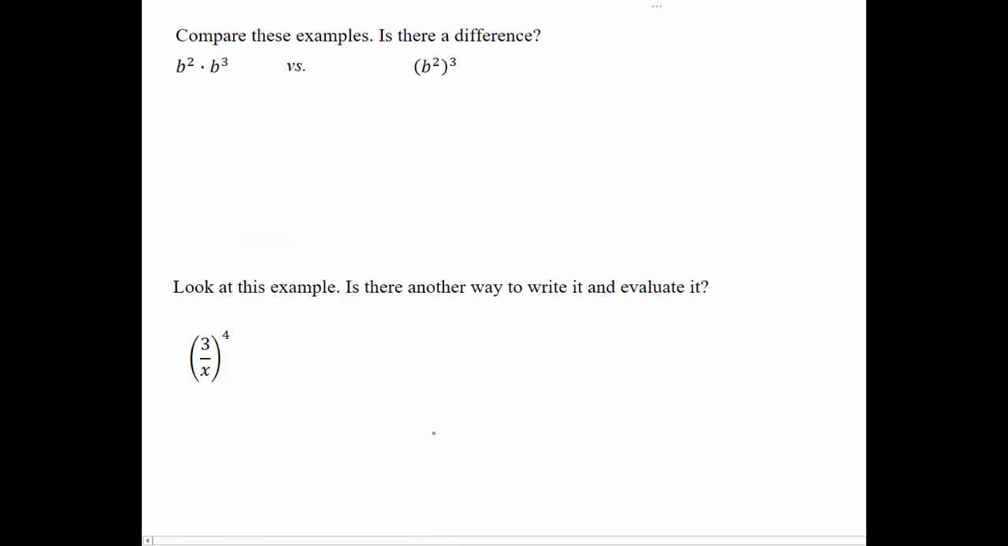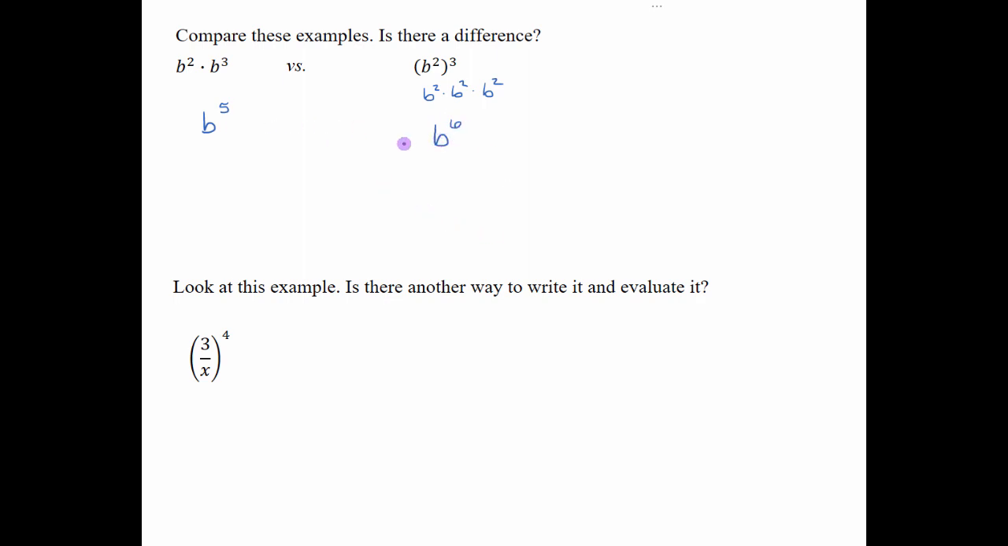I want you to compare these examples. Is there a difference? Here I have b squared times b cubed. Remember that is b times b times b times b times b. So how many times do I have a b multiplying itself? 5 times. Here I have b squared cubed. So that means b squared times b squared times b squared. So if I have 2 b's times another 2 b's times another 2 b's, then that would be b to the 6th.